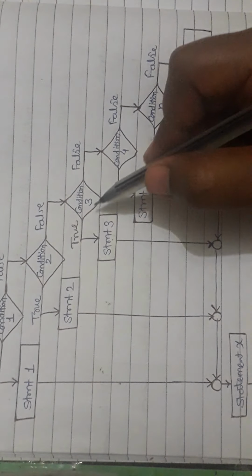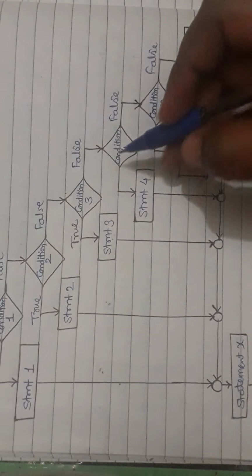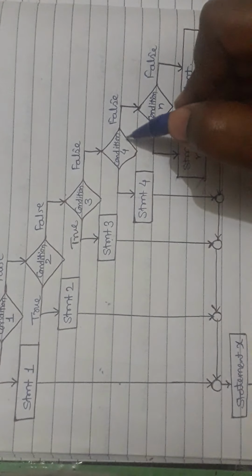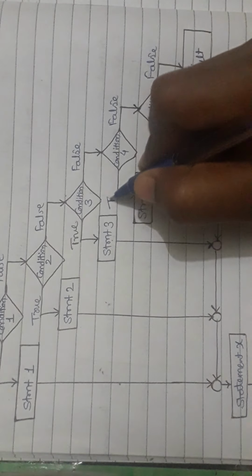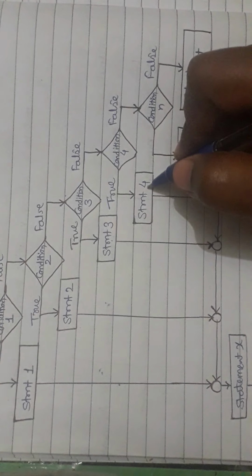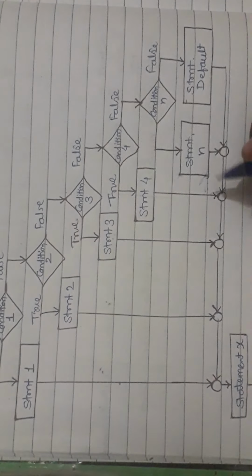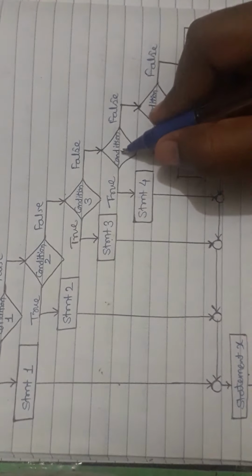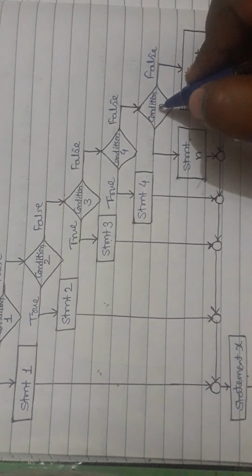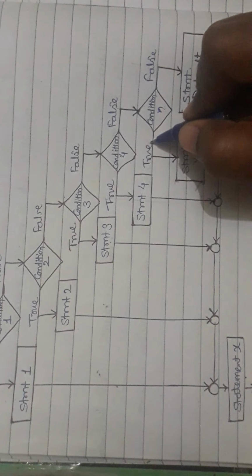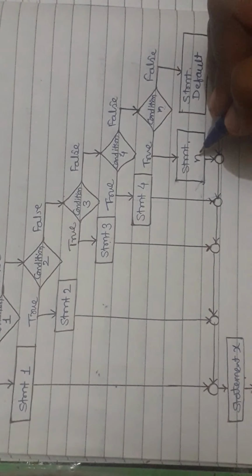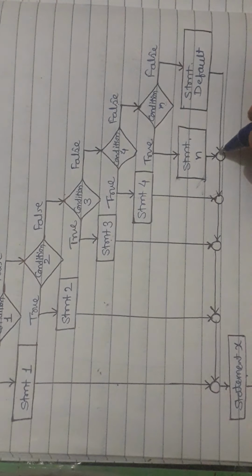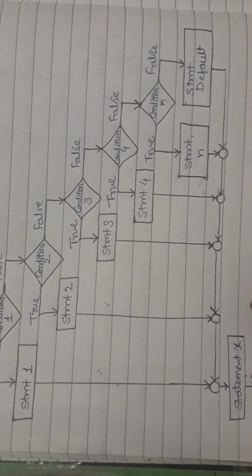If condition 3 is false, then it will check condition 4. Now if condition 4 is true, then it will execute statement 4. After executing statement 4, our control goes to statement X. If condition 4 is false, then it will check condition n. And if condition n is true, then it will execute statement n. After executing statement n, the control goes to statement X.